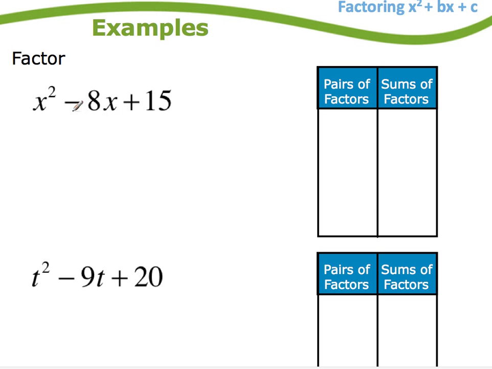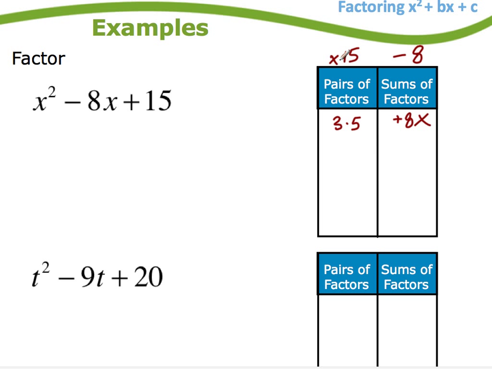So let's try one. Here's a couple with minuses in it. So I need to get two numbers that multiply to 15 and have to add to a minus 8. Okay, so if I'm multiplying 3 times 5, yeah, that's 15. But when you add those, that gives you a positive 8. So that's not right.